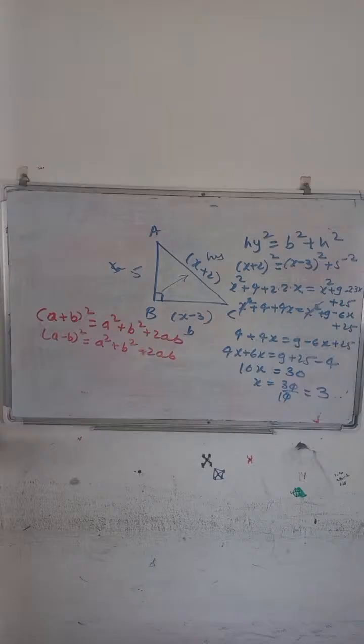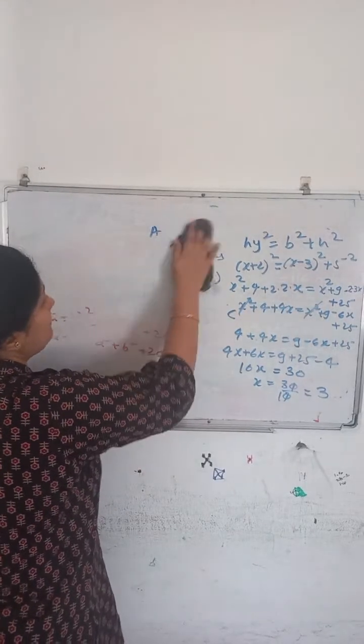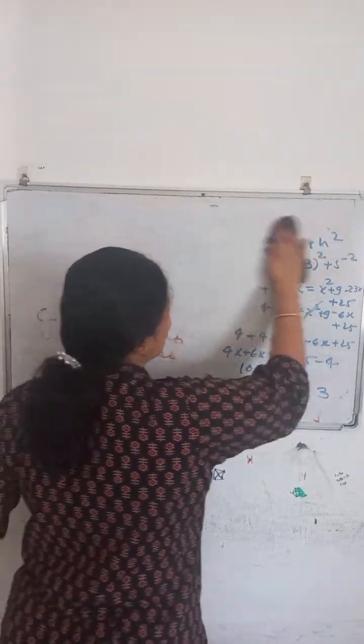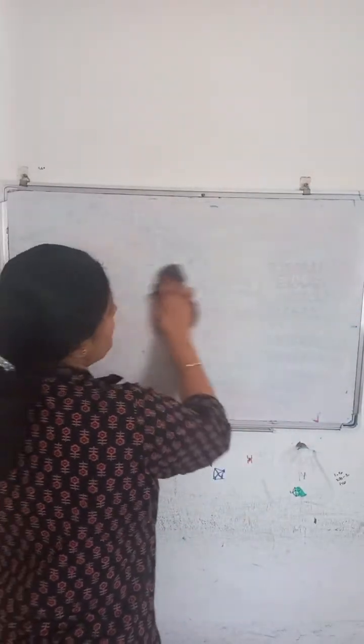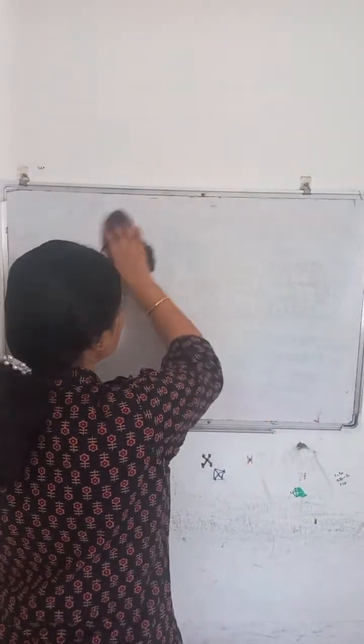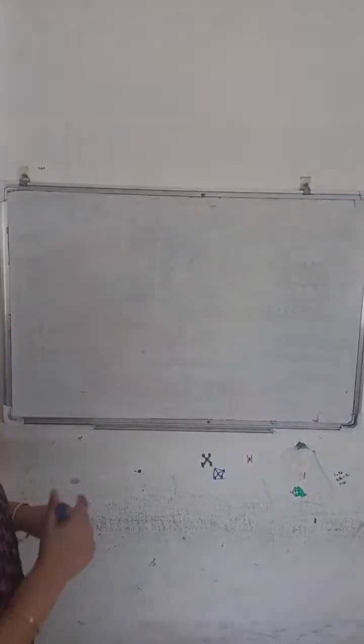I'll repeat. One of the angles of a triangle is 130 degrees and the other two angles are equal. What is the measure of each of these equal angles? Okay, so here two angles are equal and one angle value is given. That means this is an isosceles triangle, because in an isosceles triangle, if the base angles are the same, then their opposite sides are also equal. Here any two angles are the same, so that is an isosceles triangle.